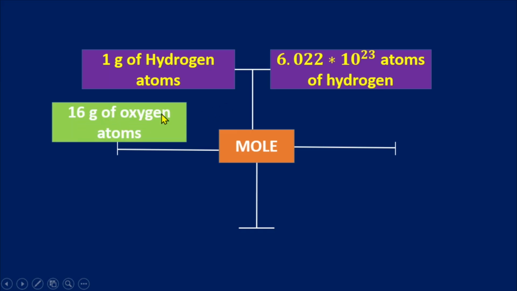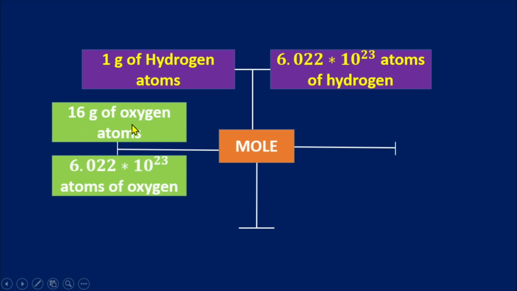Similarly, 16 grams of oxygen atoms, what is this children? This is the atomic mass, isn't it? The 16 grams of oxygen atoms is 1 mole, and this 16 grams of oxygen consists of 6.022 into 10 power 23 atoms of oxygen.